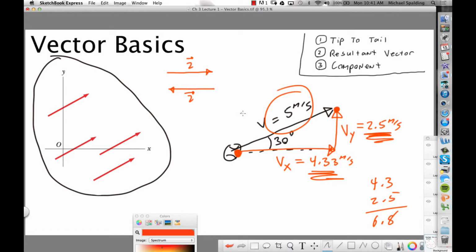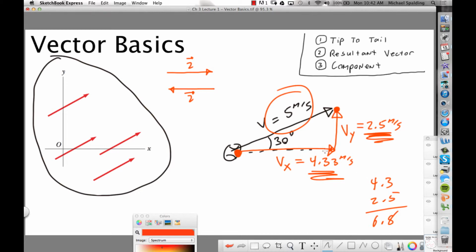Yeah. In the vector world, 2 plus 2 does not equal 4, because direction becomes a factor, right? What if you have a vector of 2 to the right and a vector of 2 to the left? What are those going to do? Cancel each other. And then you have all the possibilities in between, right? From an angle of 0 to an angle of 90. 2 plus 2 is anywhere from 0 to 4.